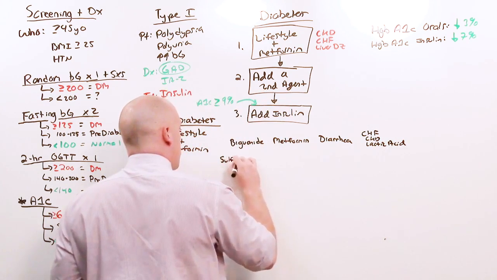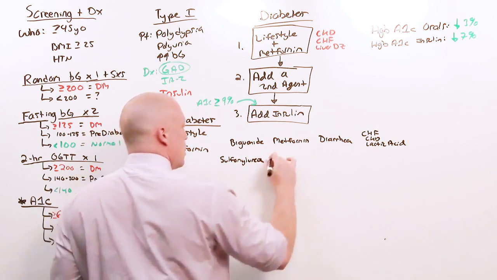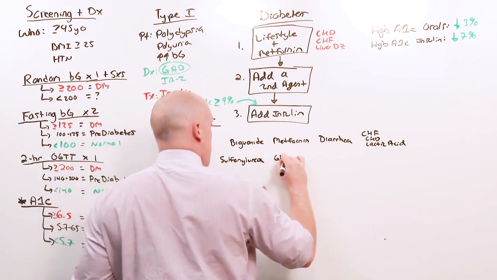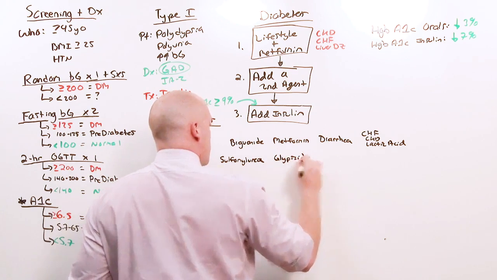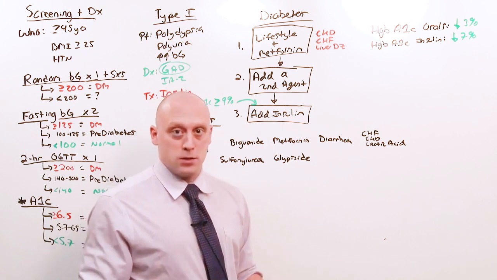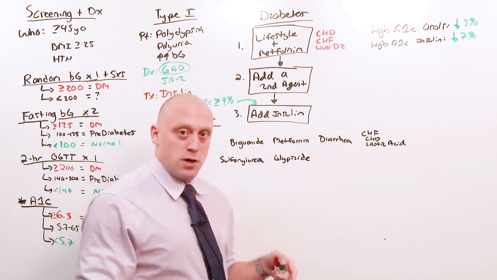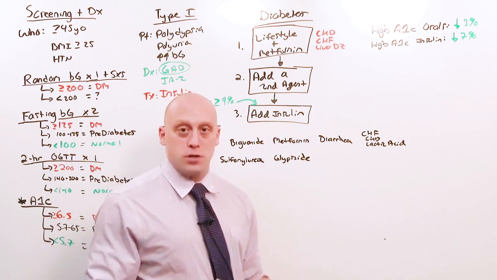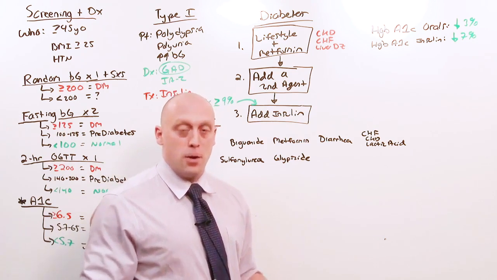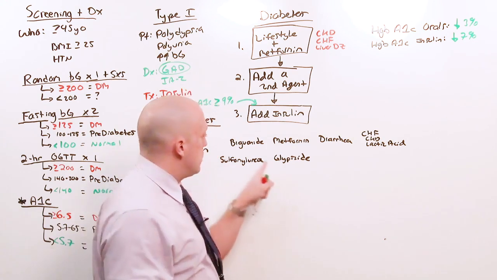sulfonylureas used to be the second medication to use. This is glipizide and glyburide. For you, not studying for the test, but for practicing medicine, should stick with metformin and sulfonylureas. They've been around a long time. We know their side effect profile, and they're very cheap. Keeps the cost of healthcare down. But the ADA says that none is better than the other, so you can use any of these.